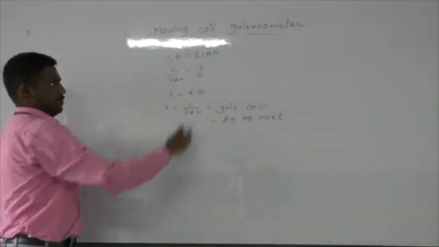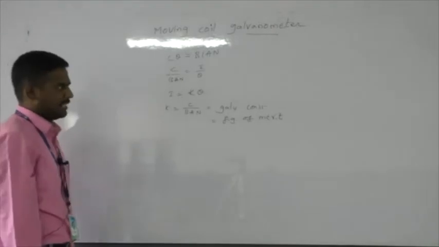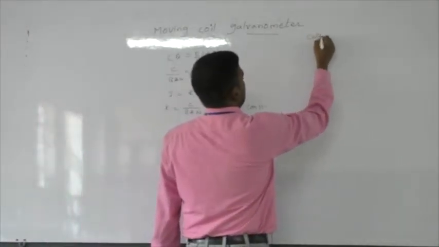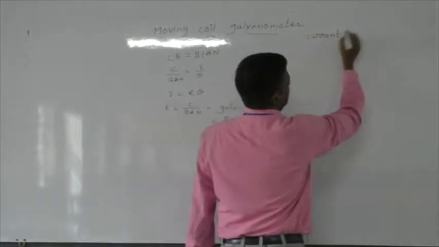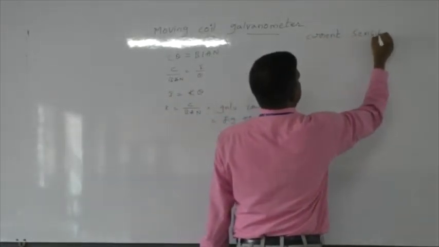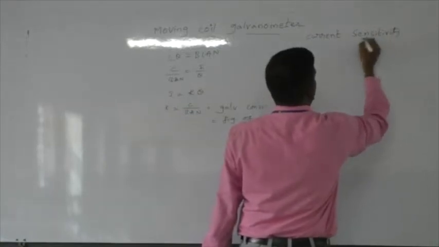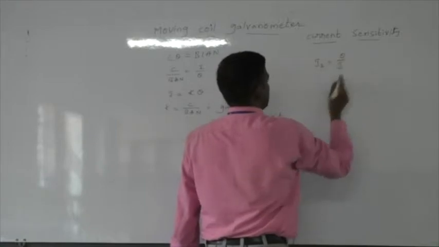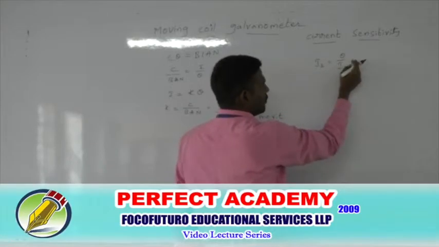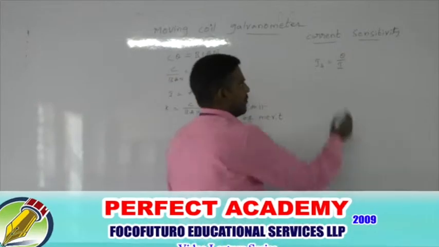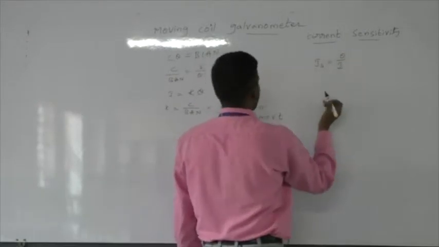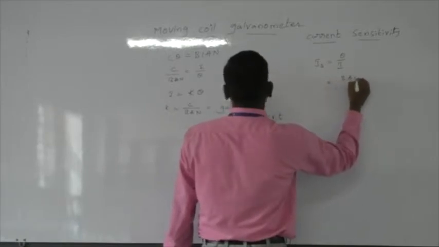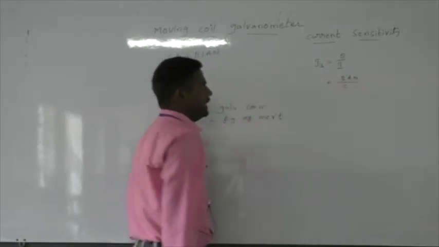Regarding this galvanometer, we have to define two important terms: current sensitivity and voltage sensitivity. Let us see both of them. What is the meaning of current sensitivity? It is theta divided by I, the amount of current required to have a unit deflection. From here, theta by I can be written as BAN divided by C. This is the current sensitivity.